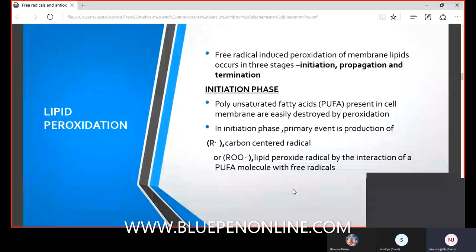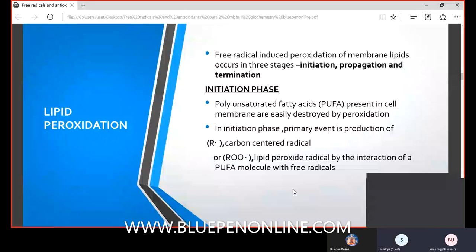Just imagine one free radical is produced in our body due to some radiation or chemical agents or anything else. Then the free radical enters into our body. That free radical acts on polyunsaturated fatty acid. This PUFA is present in the lipid membrane, all membranes. The free radical acts on it, and in the initiation phase, the primary event is the production of two free radicals, that is carbon-centered radical and lipid peroxide radical.